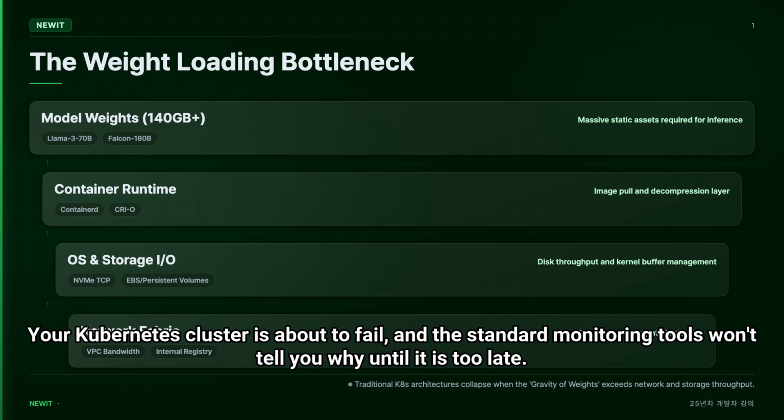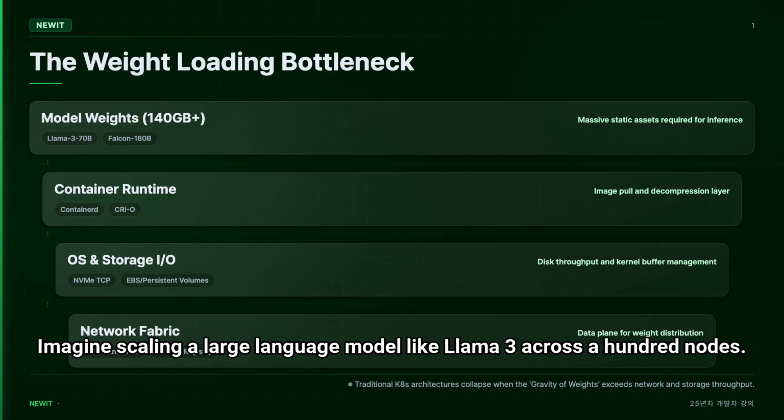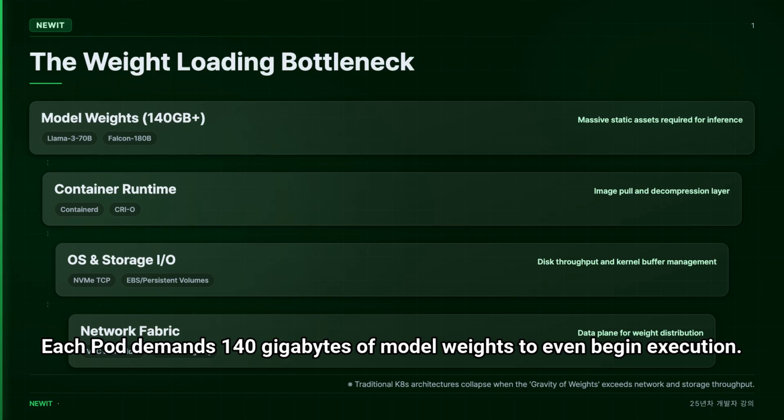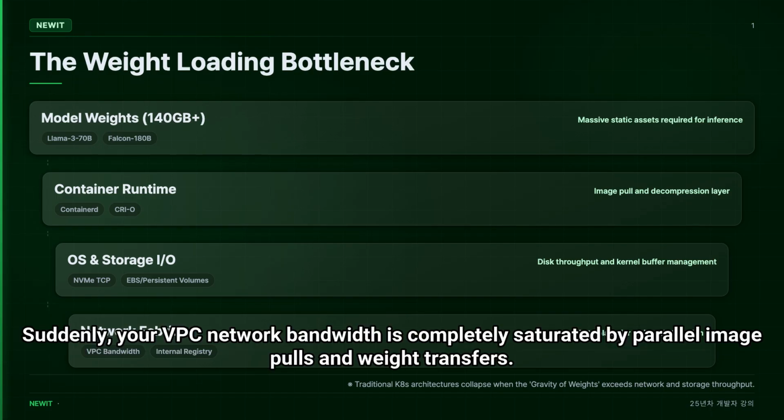Your Kubernetes cluster is about to fail, and the standard monitoring tools won't tell you why until it is too late. Imagine scaling a large language model like Llama 3 across 100 nodes. Each pod demands 140 gigabytes of model weights to even begin execution. Suddenly, your VPC network bandwidth is completely saturated by parallel image pulls and weight transfers.